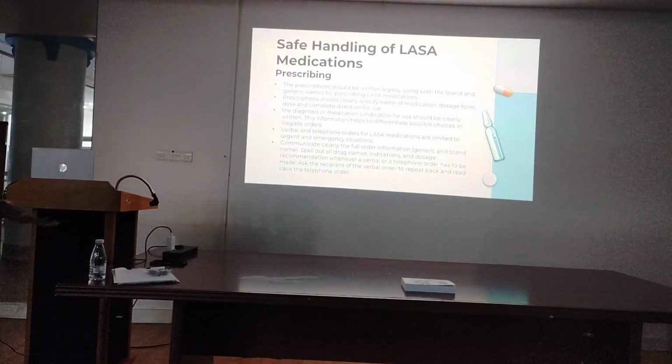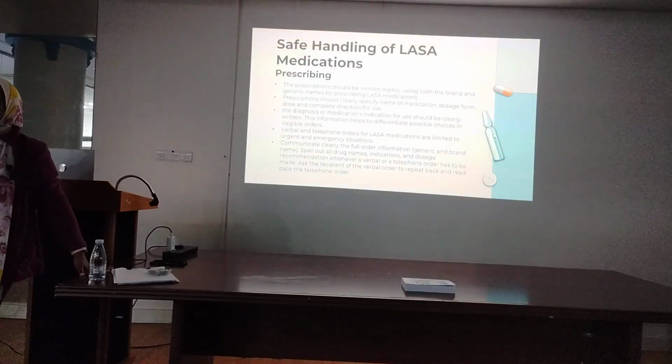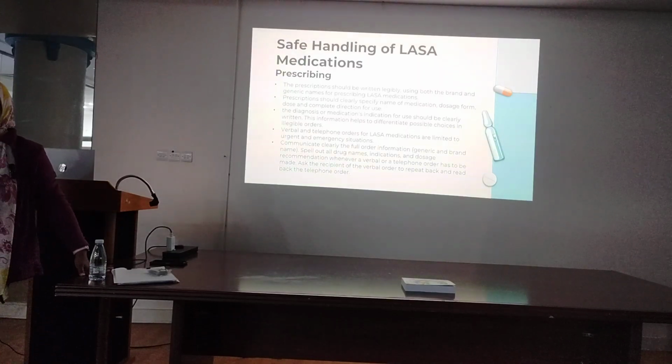Again, verbal and telephone orders for LASA are reduced to minimum. Verbal and telephone orders for LASA should only be used in emergency or urgent situations like high alert medications. Again, when taking a verbal order or a telephone order for a LASA medication, communicate clearly the full order, generic and brand name, spell out the drug name, and indication and dosage whenever a verbal order or a telephone order is taken, and ask the recipient to repeat what you're saying. Okay?